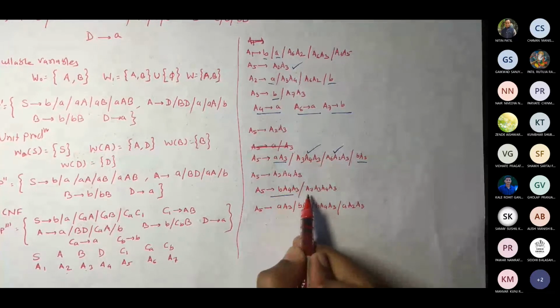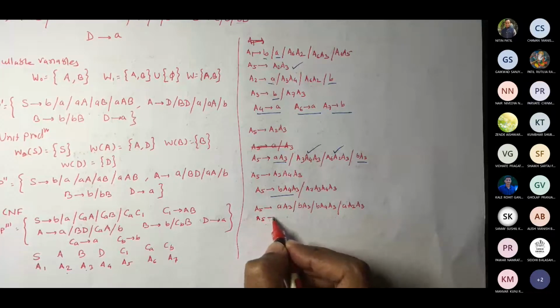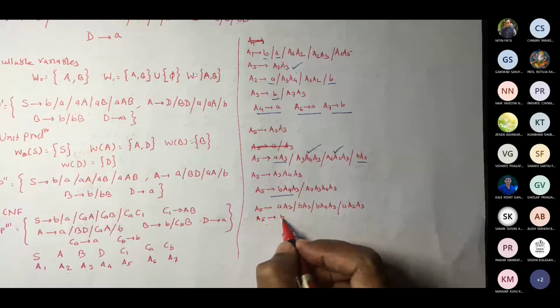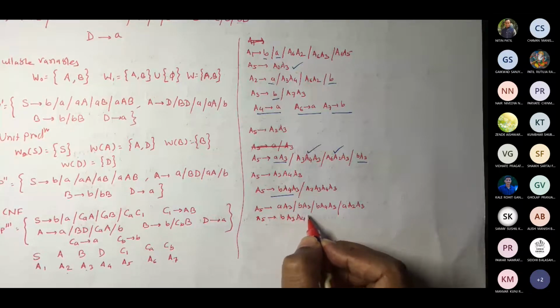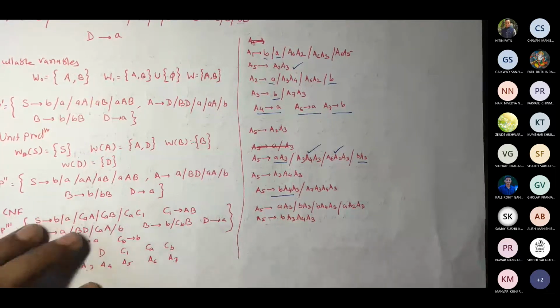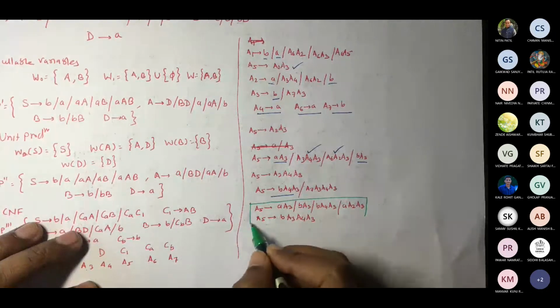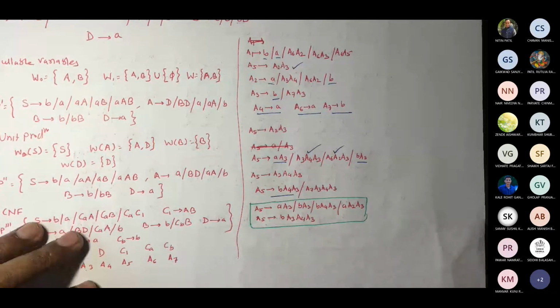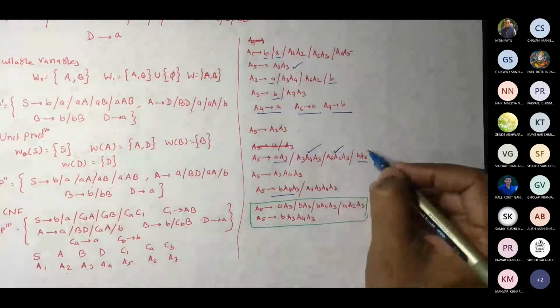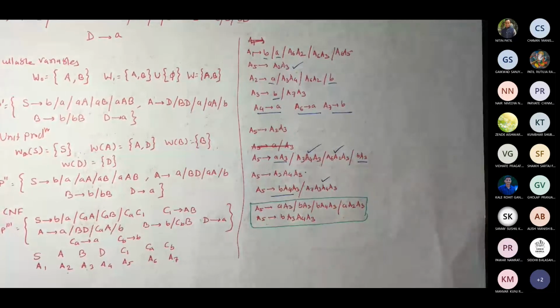Now I have to put A7. What is A7? A7 is B. B, na? So B, A3, A4, A3. Fine. So this is our final for A5. Correct? So we are worked out with this one too. So A5 is done.